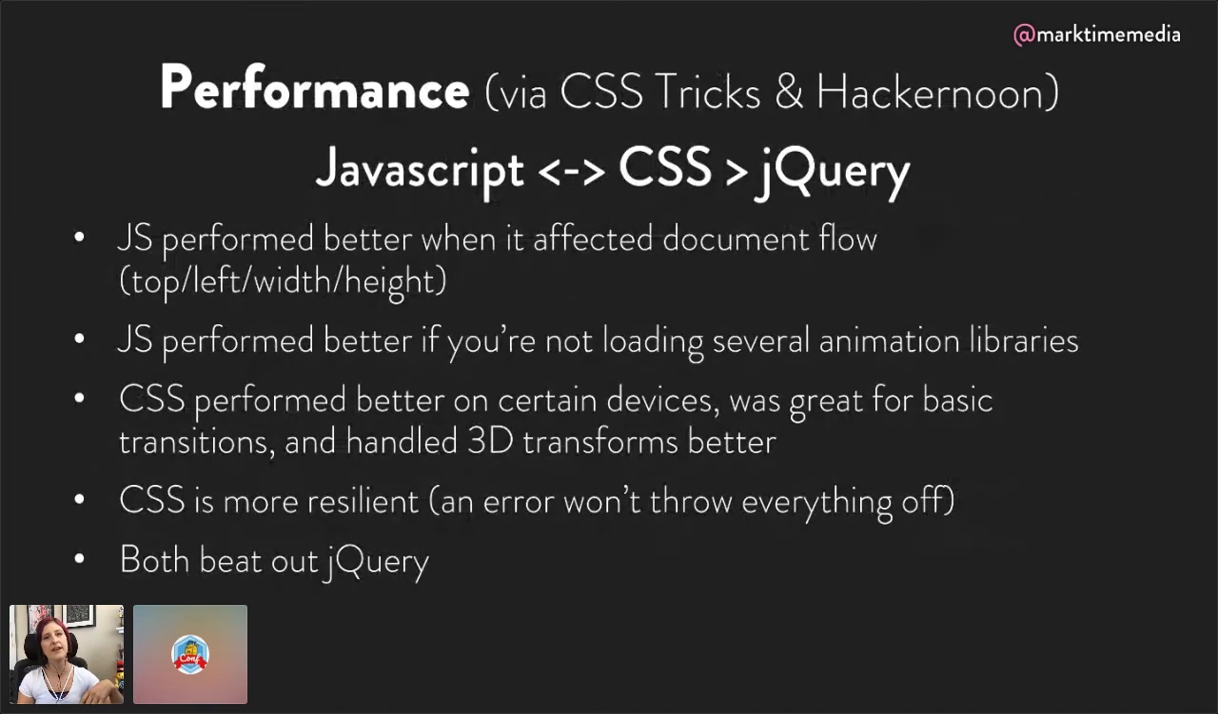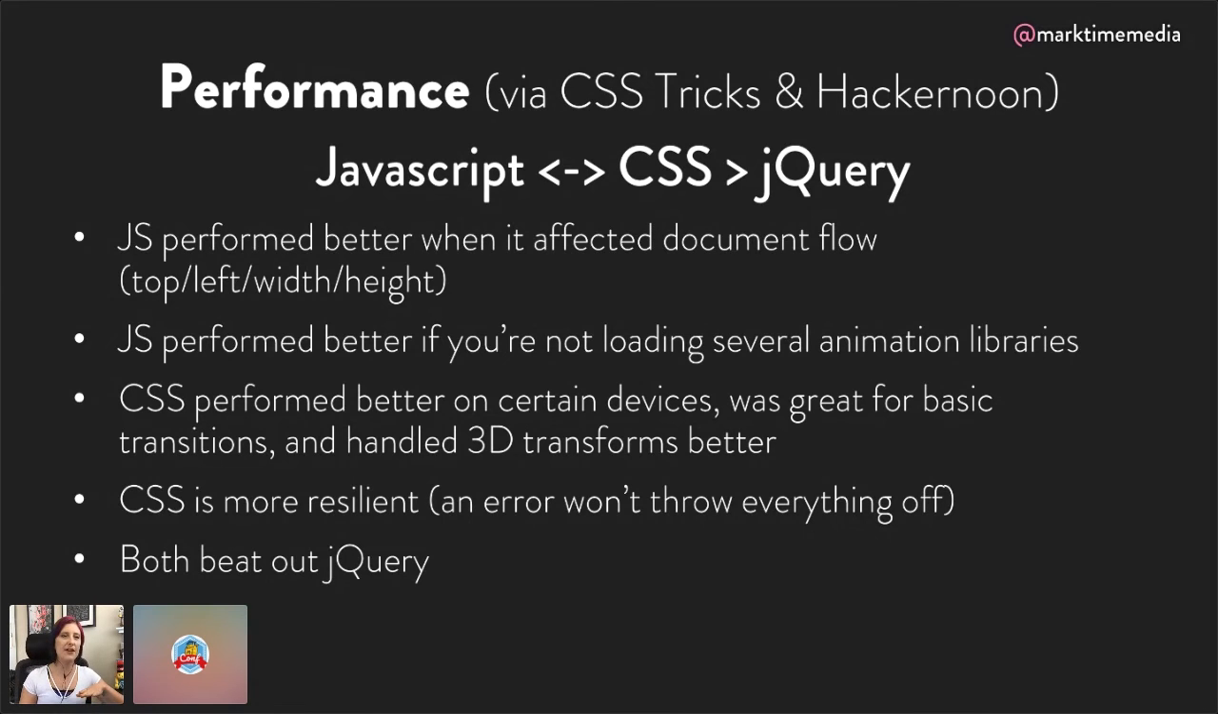Performance-wise, though, the next thing, this is basically the question that everybody has: which is more performant? Is it JavaScript? Is it CSS? And basically, the synopsis that I got, both from CSS Tricks and from Hacker Noon, is it depends, but all of it beat out using jQuery. So jQuery was kind of the early stage of using JavaScript to easily animate things online. A lot of people were using the jQuery animation libraries. Both vanilla JavaScript and CSS outperform jQuery by far.